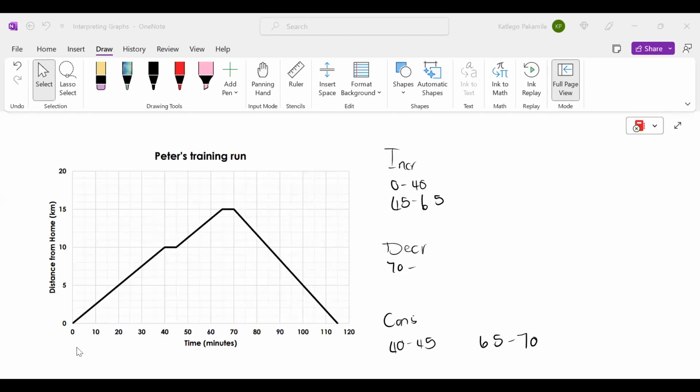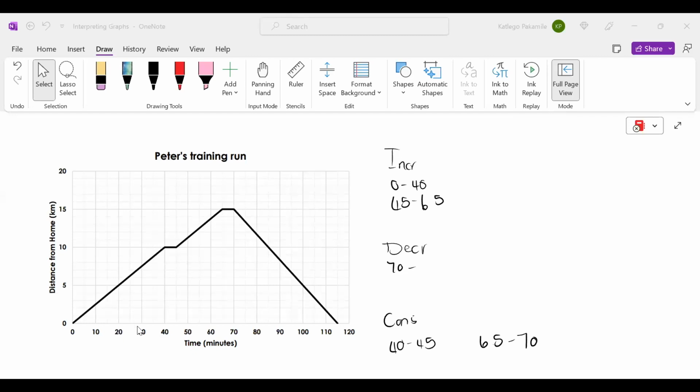Yes, you see that? Because at 0, he is 0 kilometers away, which means he's still at home. But in 20 minutes, now he is 5 kilometers away. And at 40 minutes, how far is he? 10 kilometers. There we go.